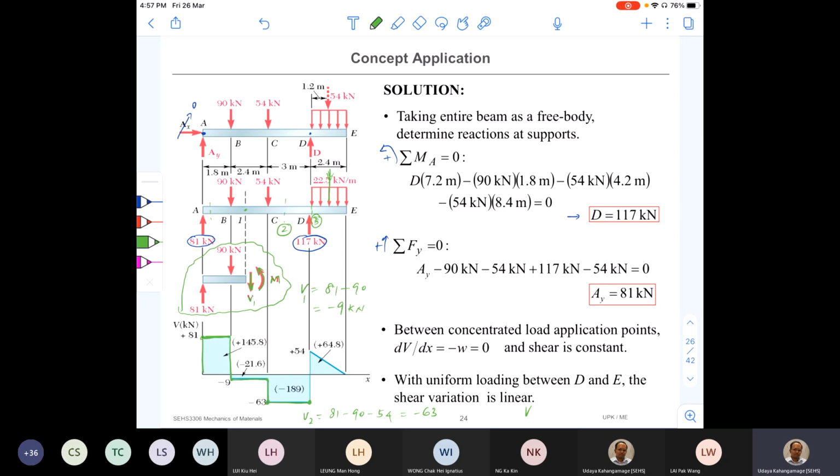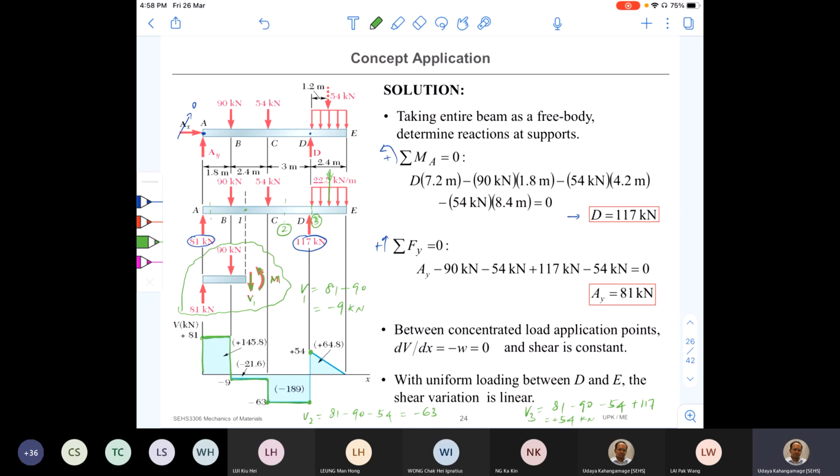Therefore, V3 is equal to what? Plus 81 minus 90 minus 54 plus 117. Simplify this one. Answer is 54 kilonewton, and it is a positive value. And at point D, suddenly D plus, just after D, it becomes 54.